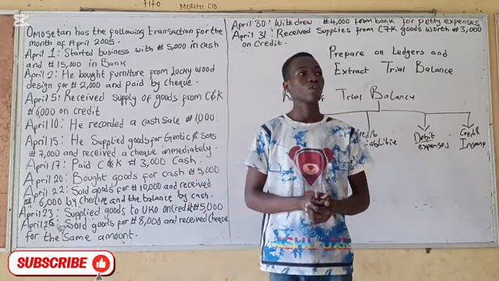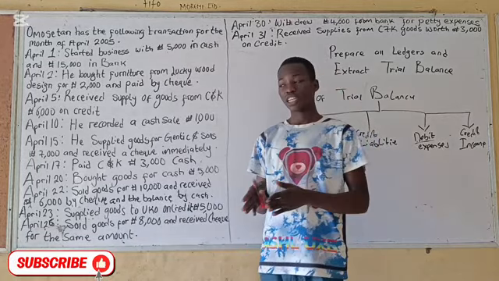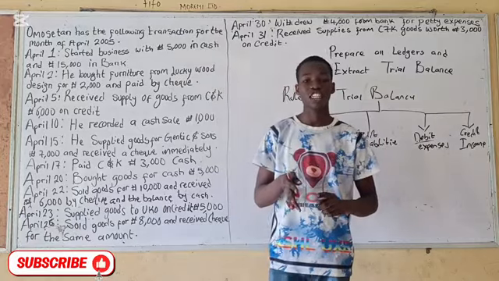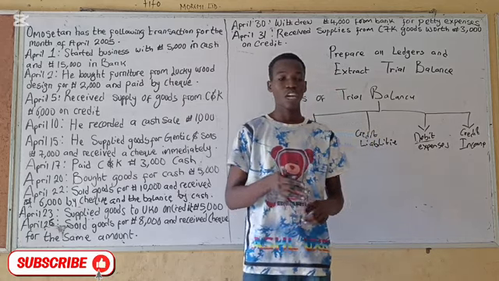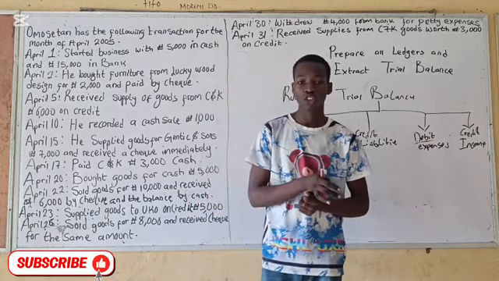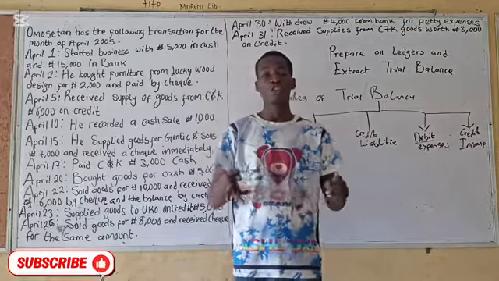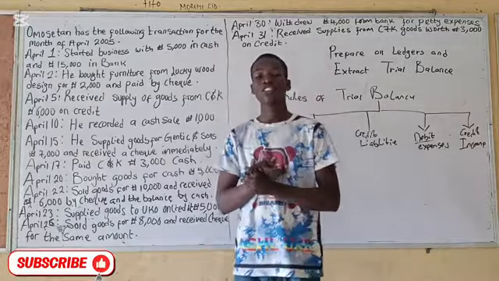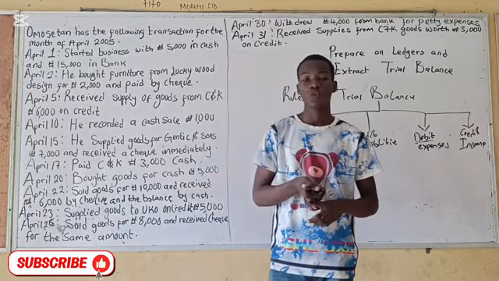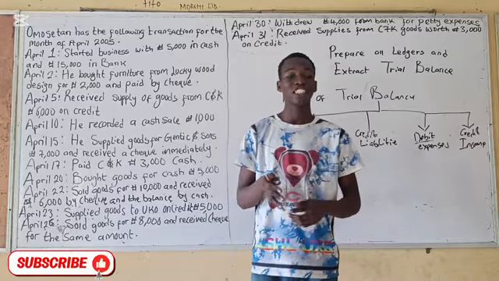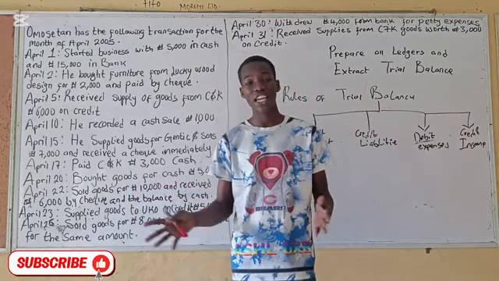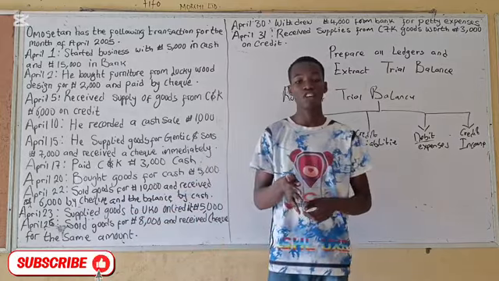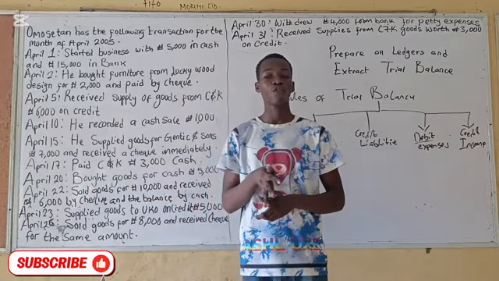And also, we have errors that do not affect trial balance. When we are talking about errors that do not affect trial balance, we have error of omission, error of commission, error of original entry, complete reversal, and error of duplication. Let me start with error of omission. When a transaction is completely omitted from the books of account, we call it error of omission.